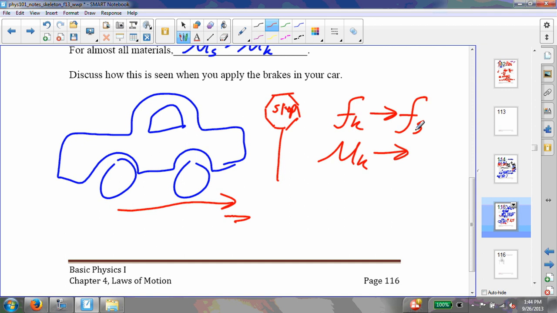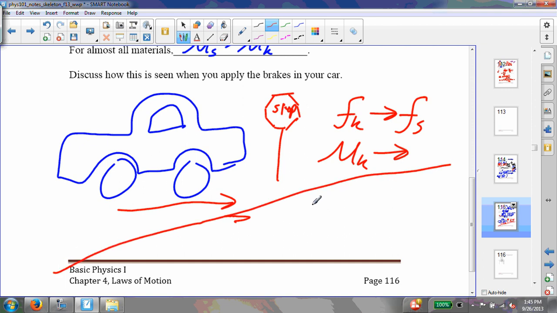Okay? And because they're different, static and kinetic friction, there's this discontinuity between the two. And that's what you experience when you sort of jerk forward just a little bit as you come to a stop. So try it today when you go out. Just come slowly to a stop at a stop sign or red light, and notice that you sort of jerk just a little bit. This is relevant in cars for another reason too.